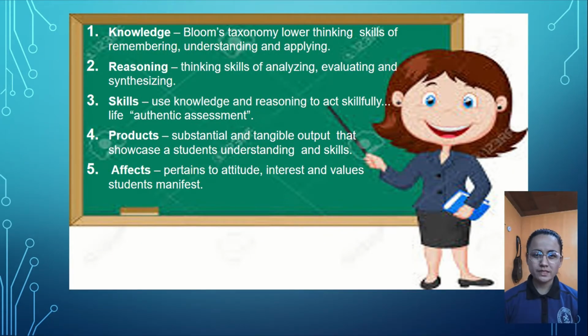Knowledge. Bloom's taxonomy lower thinking skills of remembering, understanding, and applying. Example, target behavior, spell words correctly. Possible assessment, quizzes and essays. Reasoning. Thinking skills of analyzing, evaluating, and synthesizing. Example, target behavior, solve math problems. Possible assessment, essays and observations.